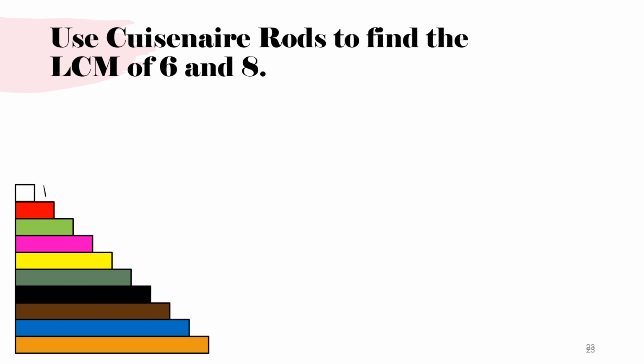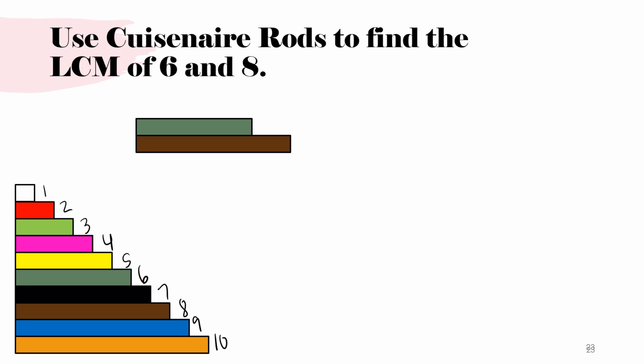I'm going to quickly write down their values. Okay. So we're going to start by looking at our 6 rod, our dark green rod, and then underneath it we're going to put our 8 rod, our brown rod. Now we're going to continue building these one-color trains, so we're going to continue adding 6 rods and continue adding 8 rods until these trains have the same length.